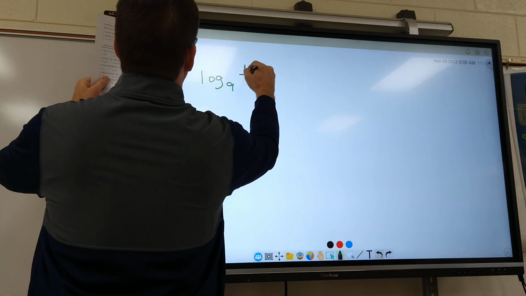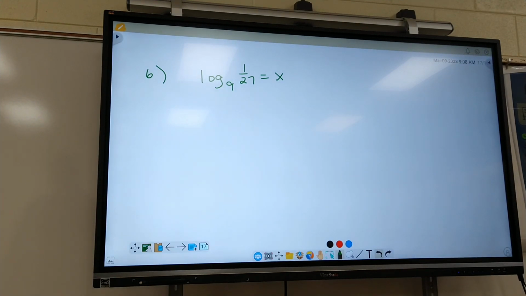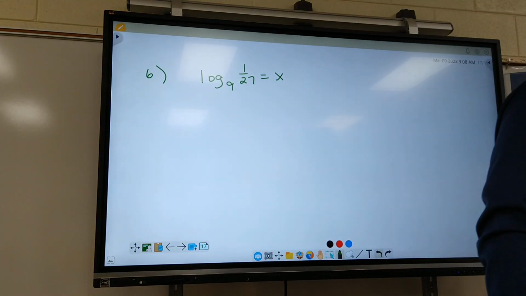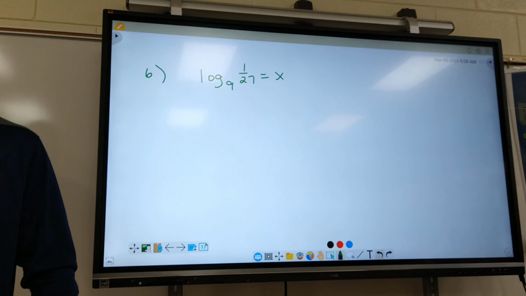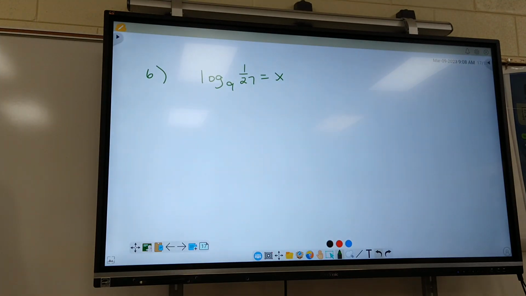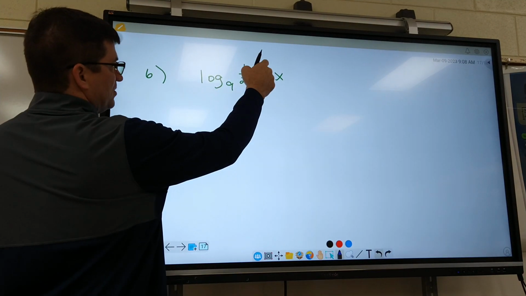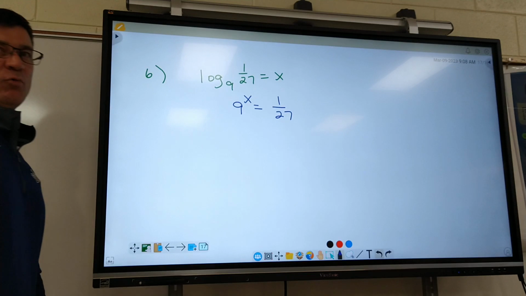Log base 9, 1 over 27 equals x. All right, everybody look at number 6. Do you guys remember how to set that up? Because you're going to have like 6 of these on the midterm. Nobody remembers how to set it up. All right, let me show you. Watch. We do 9 to the x power equals 1 over 27. And we did this for a week.